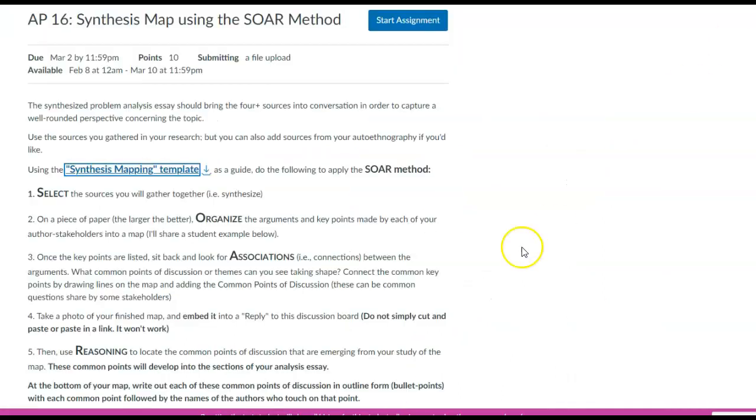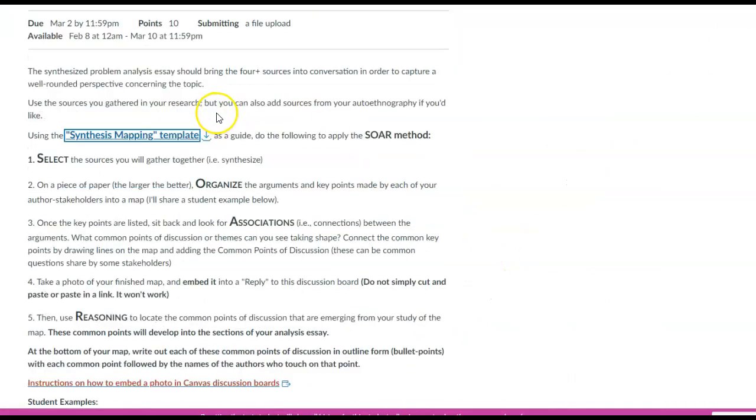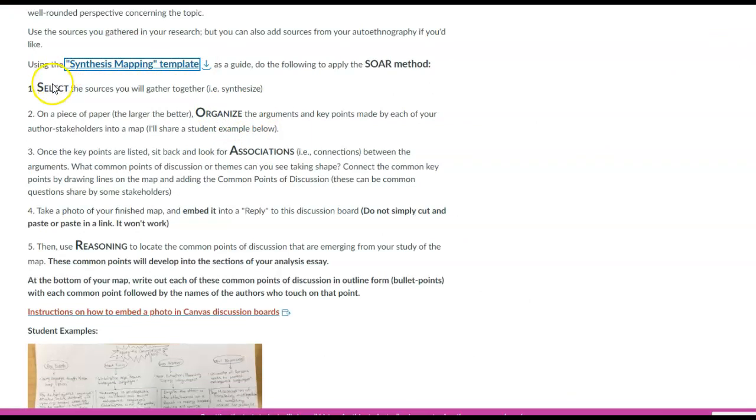I jumped to that too soon. This SOAR method, okay? It's an acronym, and it stands for selecting the sources you will gather, organizing those arguments, finding associations between them, and then using reasoning to find the common points that they discuss.